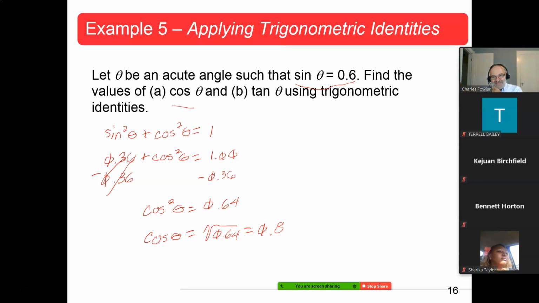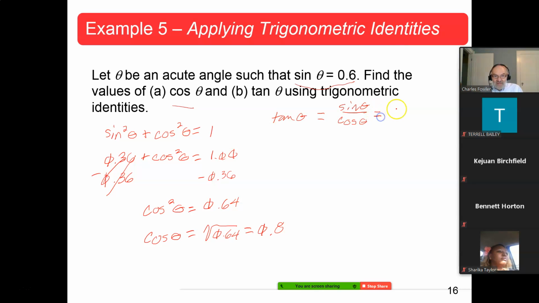I'll show you how I like to do it. We'll get to that in a minute. Let's first do the B part. What is tangent theta? Well, now that you know sine theta and you know cosine theta, you know tangent theta from your quotient identity or your ratio identity, because you know that tangent theta is equal to sine theta over cosine theta, your ratio or quotient identity.